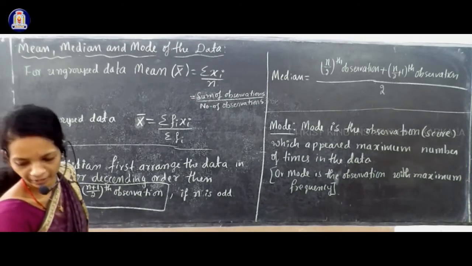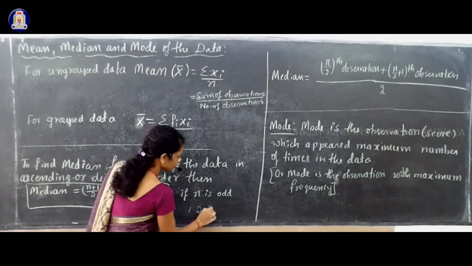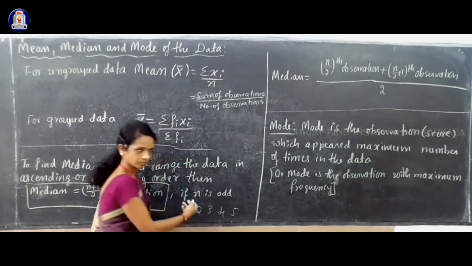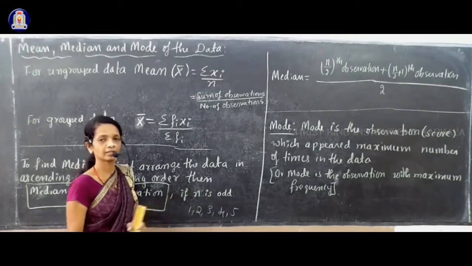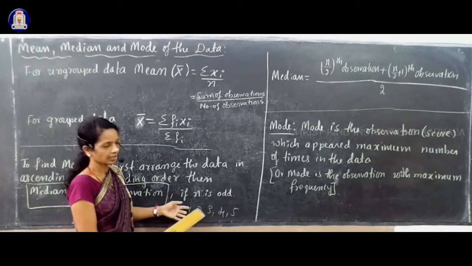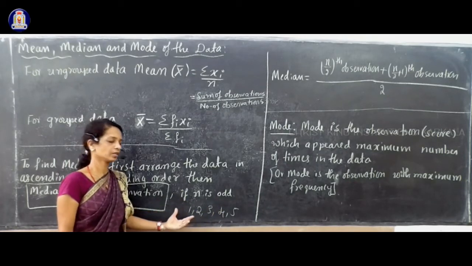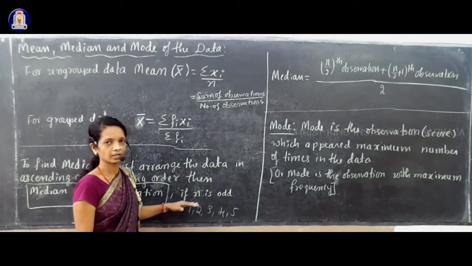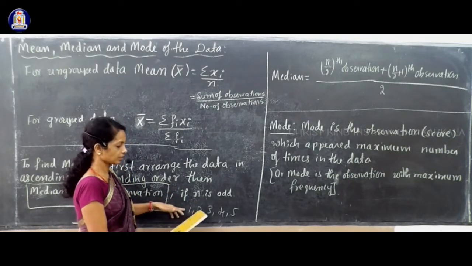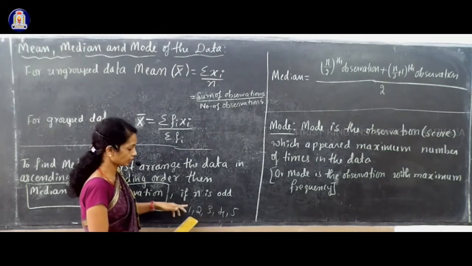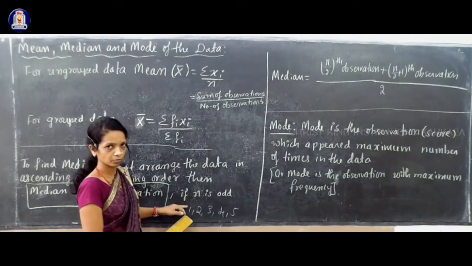For example, suppose you are given data like this: 1, 2, 3, 4, 5. I took the numbers in a random way. This data is already in increasing order. Any order you can write; I wrote it in increasing order, and you can write in decreasing order also. Any order you have to arrange first. After that, here you can see you have an odd number of observations: 1, 2, 3, 4, 5.